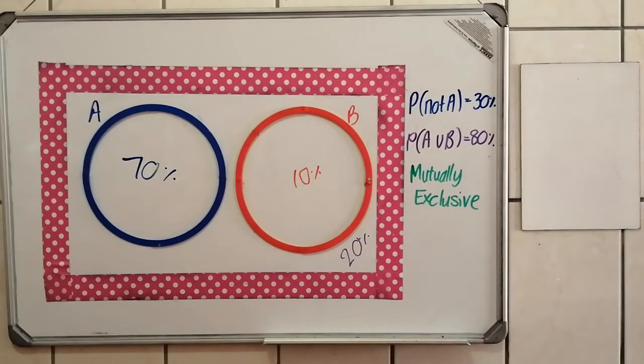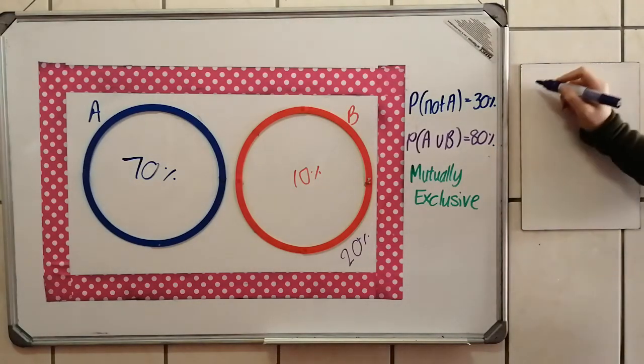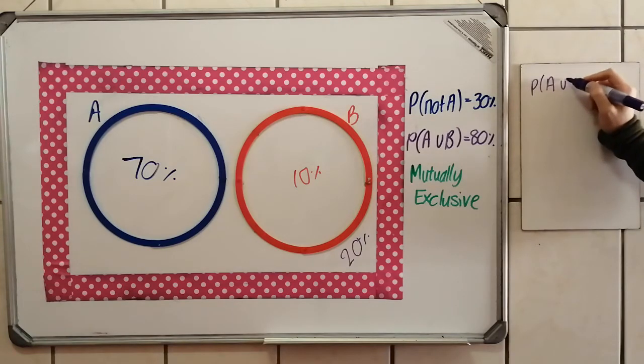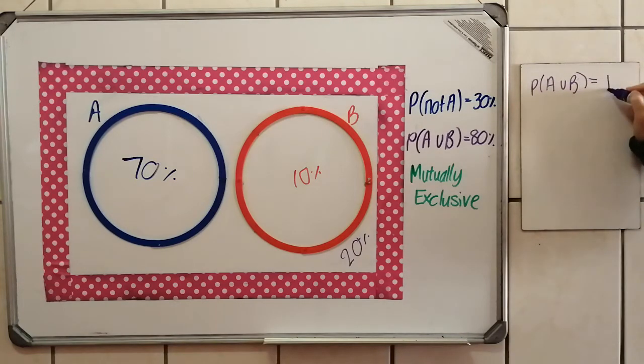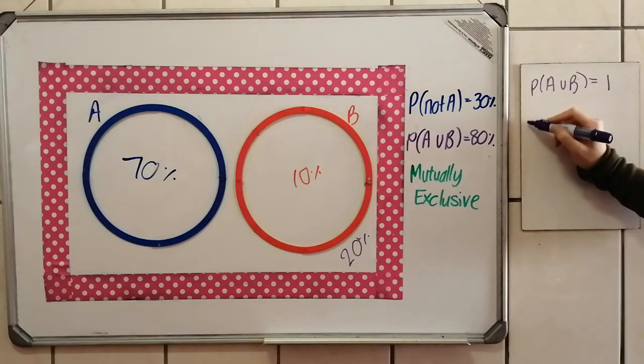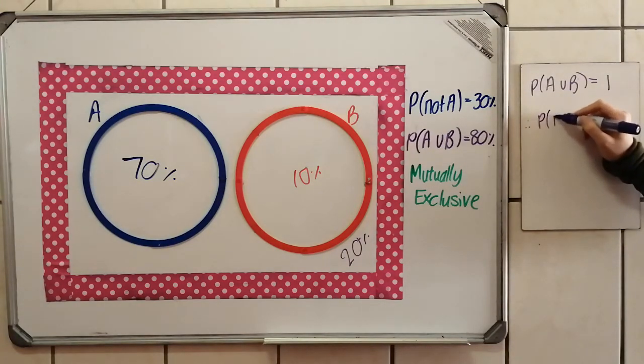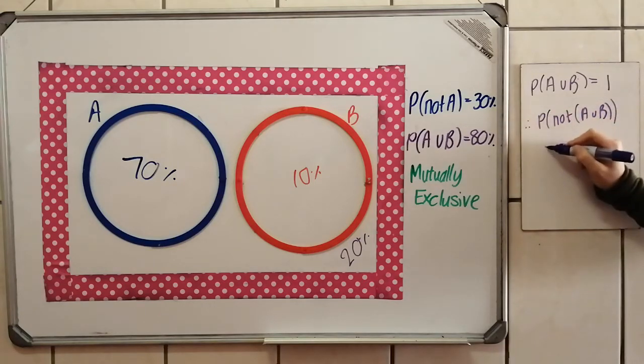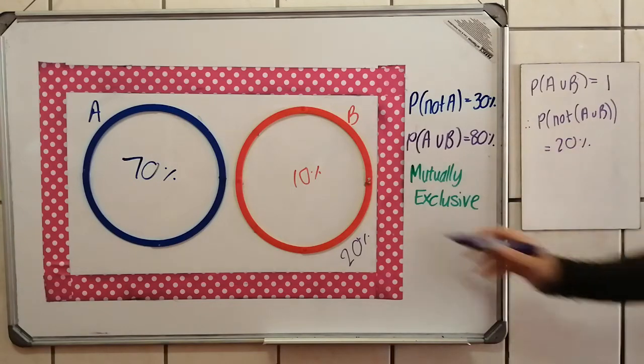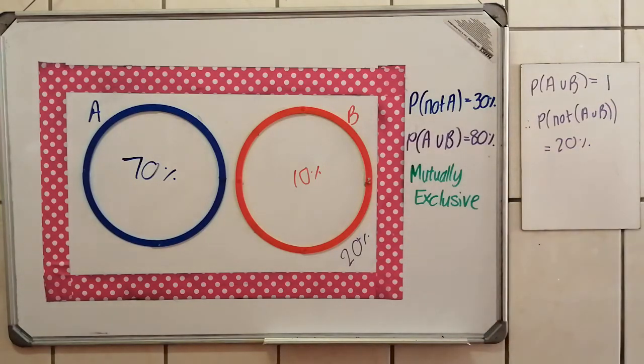And the second part of this question says, explain why A and B are not complementary. Well, they're not complementary because it's not exhaustive. Remember, when we have a union, the probability of A or B should give me 1. But in this case, my union gives me 80%. Therefore, the probability of not A or B must be 20%. Because it's not included in my union, it's everything else except for the union.